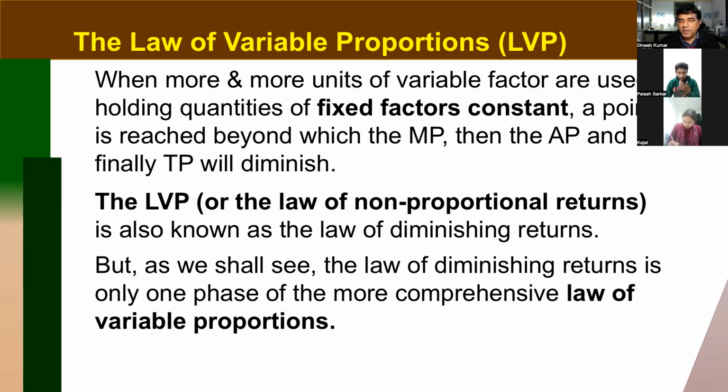Law of variable proportion is very comprehensive, and only one phase, the last phase, is the law of diminishing return. But if I teach you the law of diminishing return, I will have to teach the first and second phase also. So the three phases together are called the law of variable proportion, and the last phase is called the law of diminishing return. Is it okay? So whether I am teaching you the law of variable proportion or the law of diminishing return, I need to teach you all three stages, because the third stage cannot come unless the first and second have been crossed.